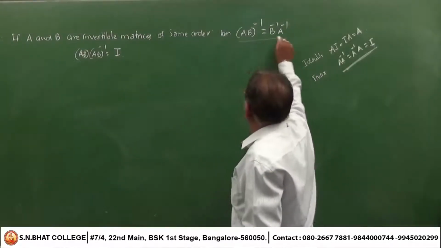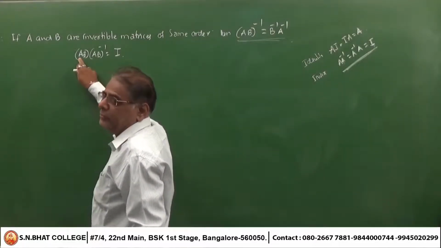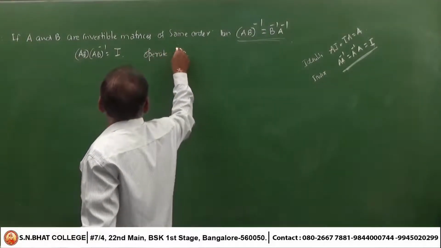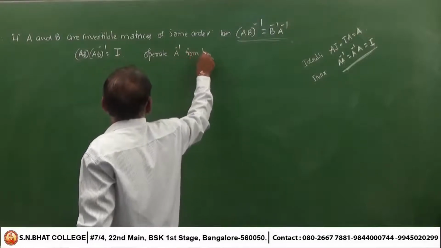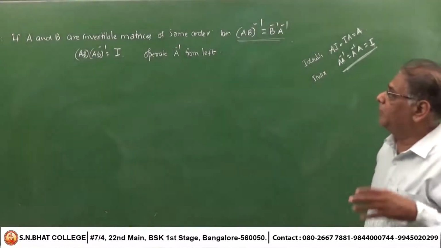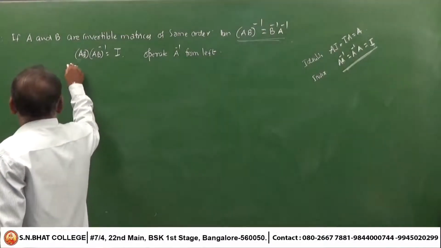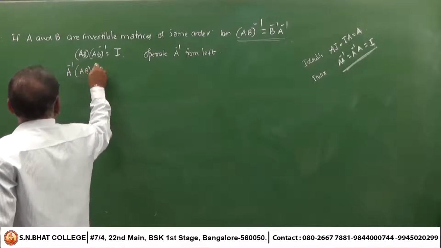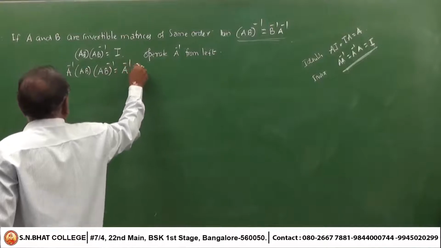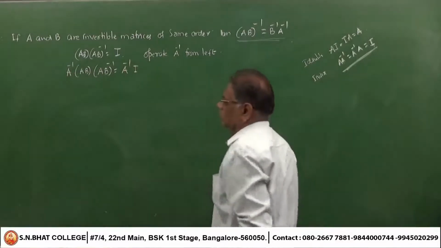Next, finally I have to prove this one. First, I have to eliminate A. Operate A inverse from the left, that is, multiply A inverse from the left. That becomes A inverse into AB into AB whole inverse. We have to multiply A inverse from the left on the right hand side also.